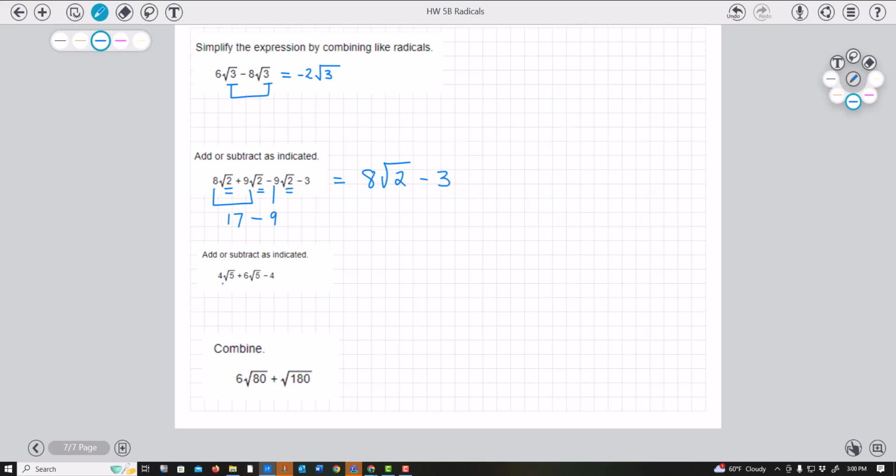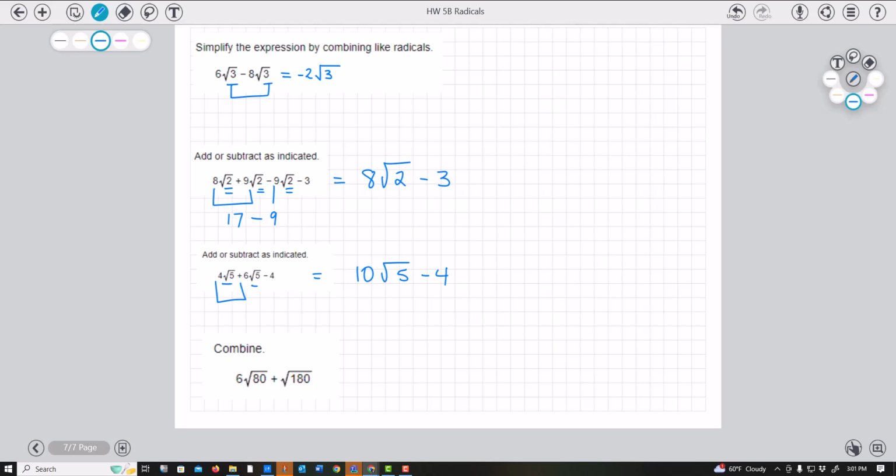Same thing here. I can simply add the 4 plus 6 to get 10 square roots of 5, but then that -4 isn't a like term, so I can't do anything with that.